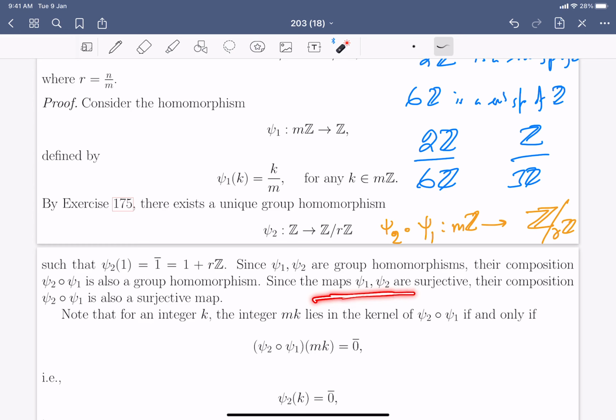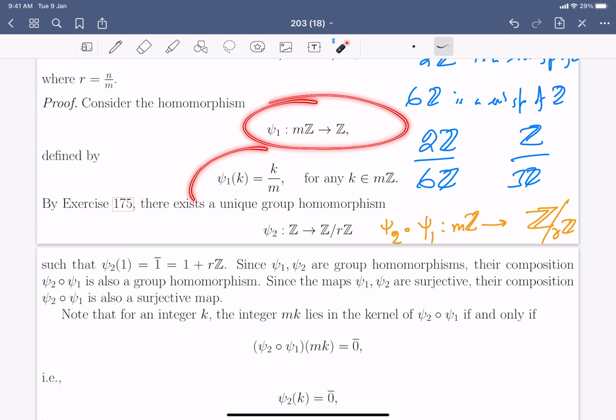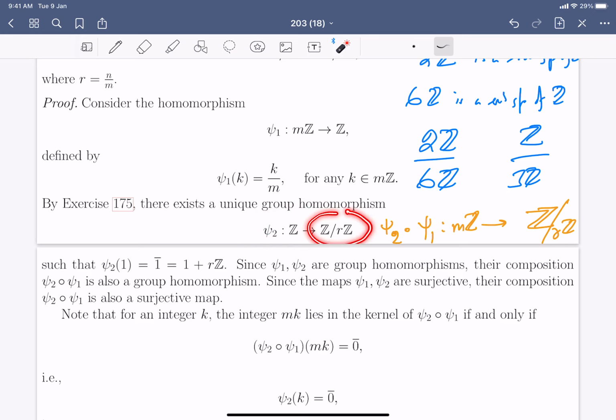Now we note that these two maps psi 1 and psi 2 are surjective. Psi 1 is surjective. This is quite easy to see, just from the definition. And the fact that psi 2 is surjective follows from the fact that this group is cyclic, in fact generated by 1 bar, and the fact that psi 2 of 1 is equal to 1 bar. So these two maps psi 1 and psi 2 are surjective. So it follows that their composition also has to be surjective. So psi 2 composite psi 1 is also a surjective map.